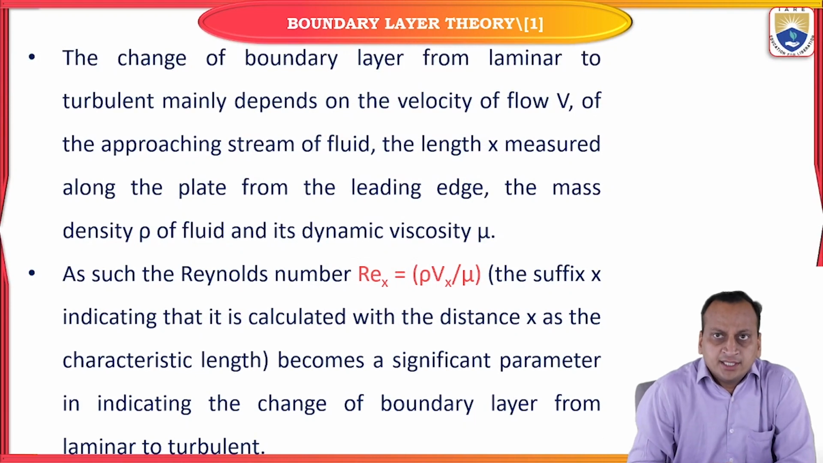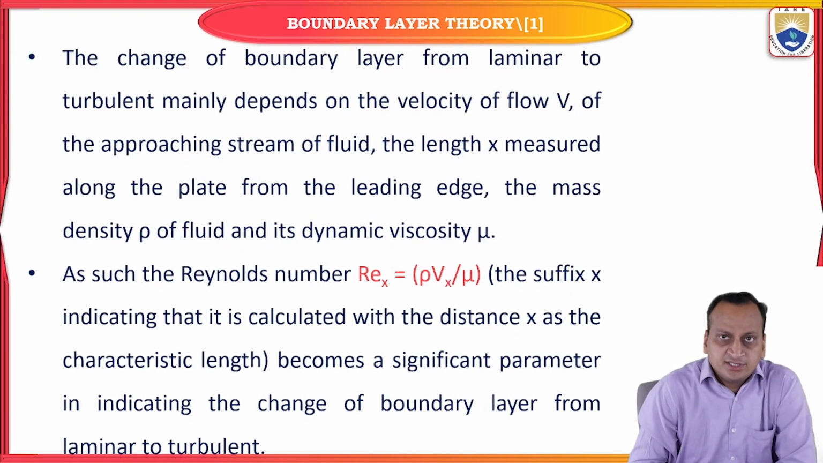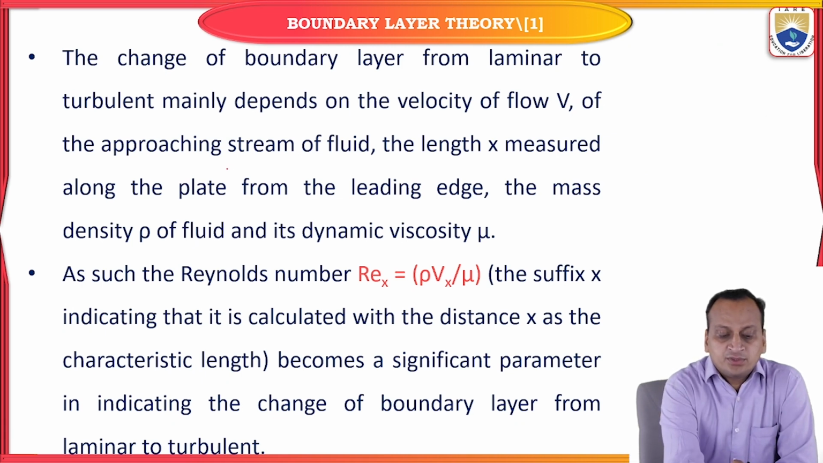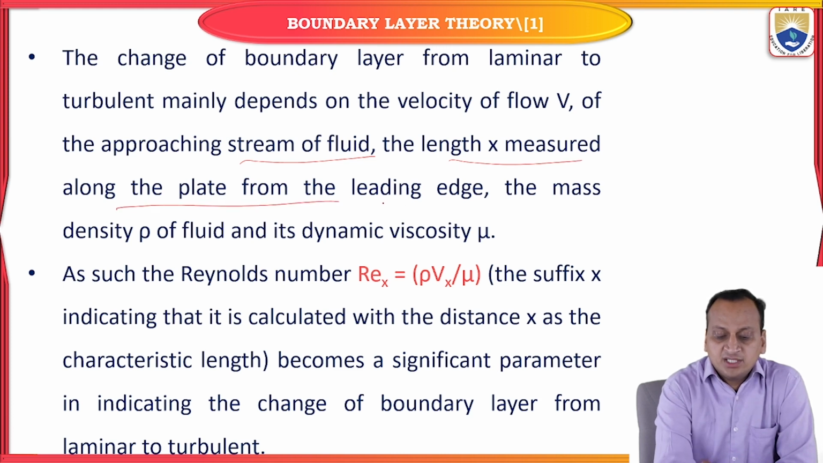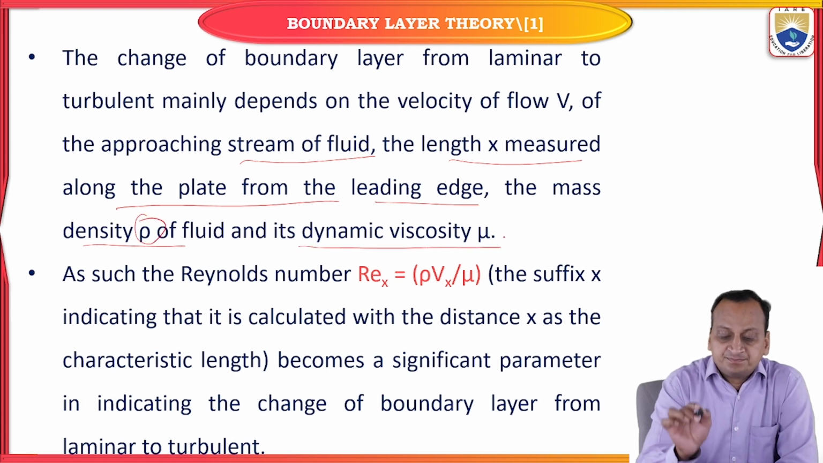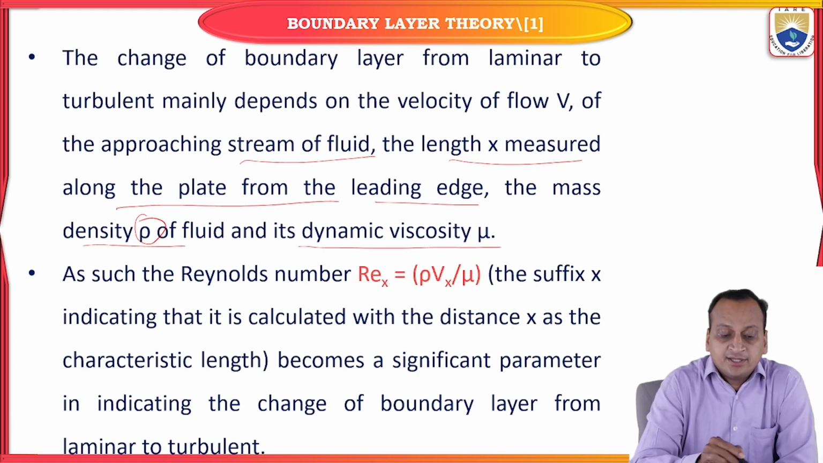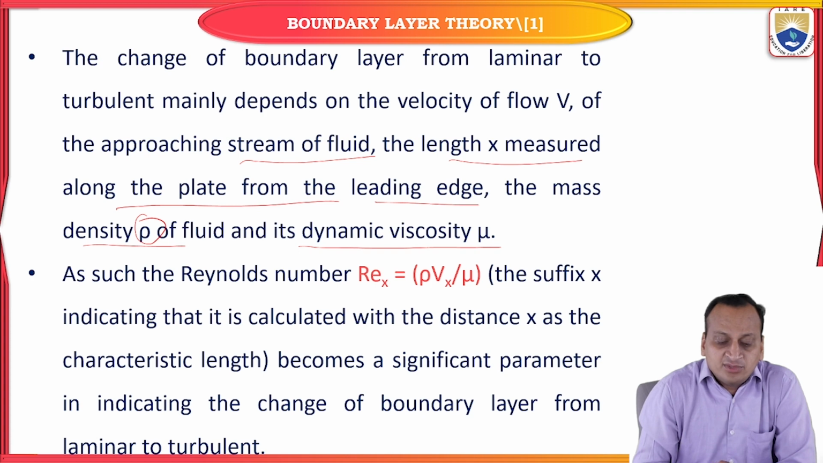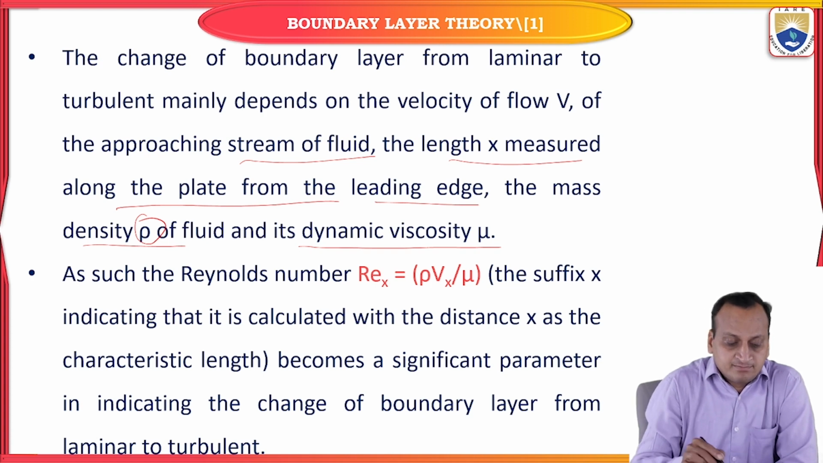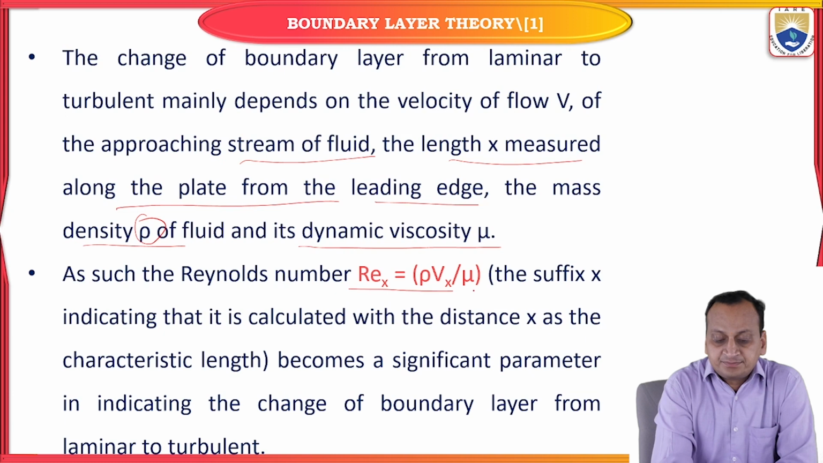The change of boundary layer from laminar to turbulent mainly depends on the velocity of flow v of the approaching stream of fluid. The length x is measured along the plate from the leading edge. The mass density denoted by rho of the fluid, and its dynamic viscosity mu. The boundary layer formation will be affected by these parameters. As such, the Reynolds number is equal to rho v x by mu.